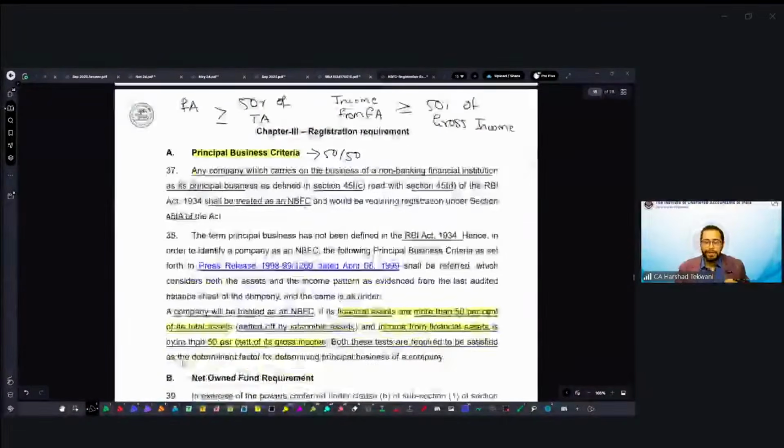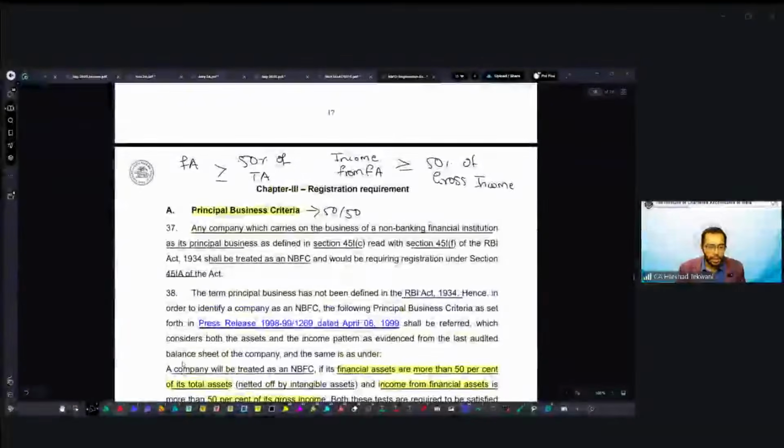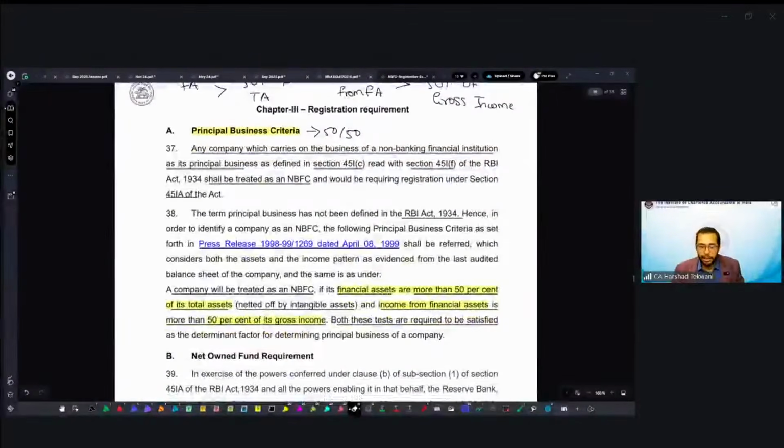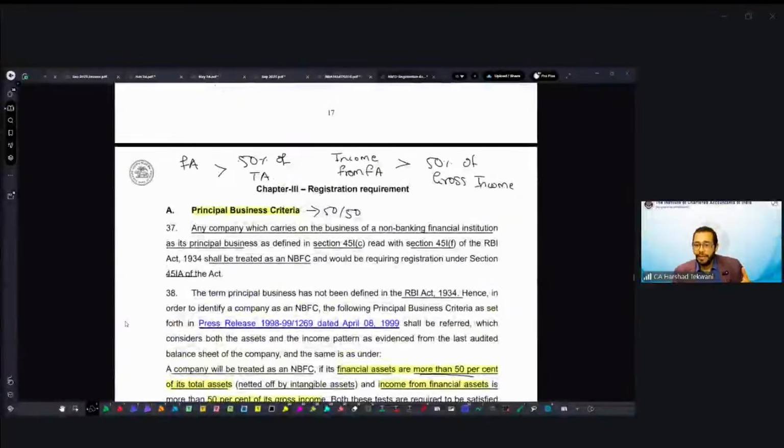One more thing, one clarification: I've made a mistake over here, it is not equal to. I need to remove this. It has to be more than, not equal to. So the term is more than 50%. That means 51% or more. If it is 50%, no. It has to be more than 50%. So more than 50% of your gross income shall be the income from these financial assets.